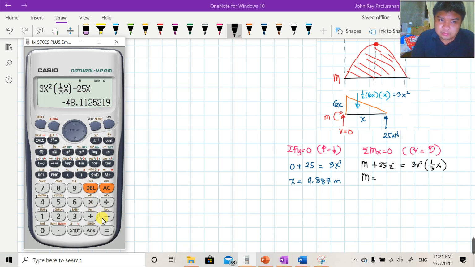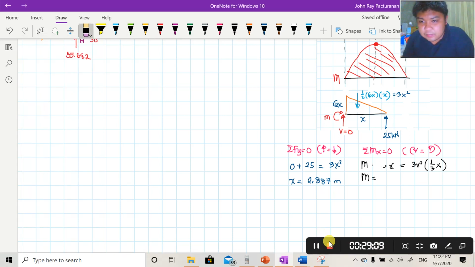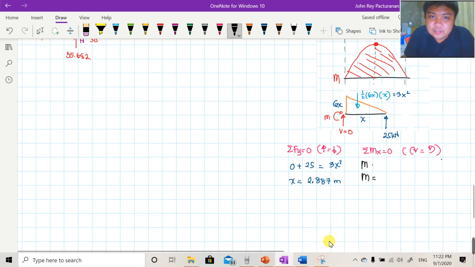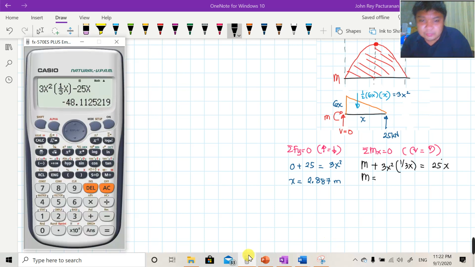It must be positive, 3x squared. Check ko lang. It must be 48.113. Wait lang. Dapat positive to. Okay, class, nabaliktad ko. Dapat pala yung equation ko kasi clockwise moment with respect sa point x. So, dapat plus 3x squared tapos 1/3 x, is equal to 25x, diba? Kasi yung 25x is a counterclockwise. So, yun, nabaliktad ko lang siya, class.